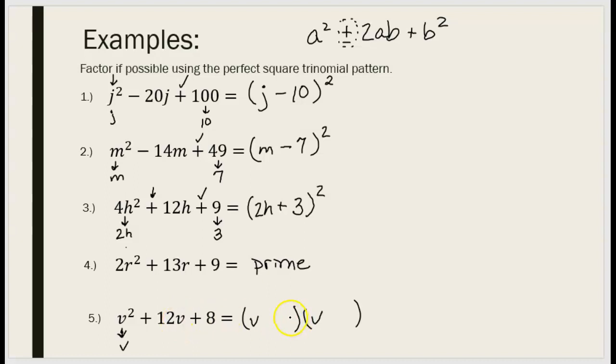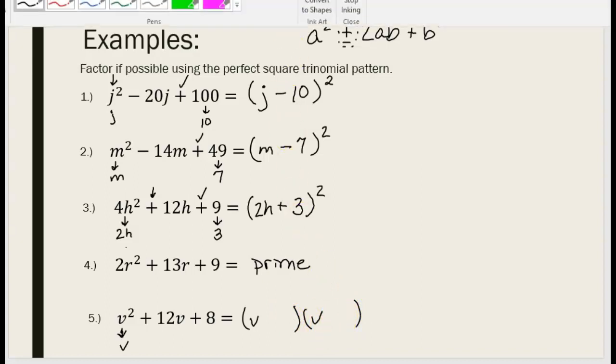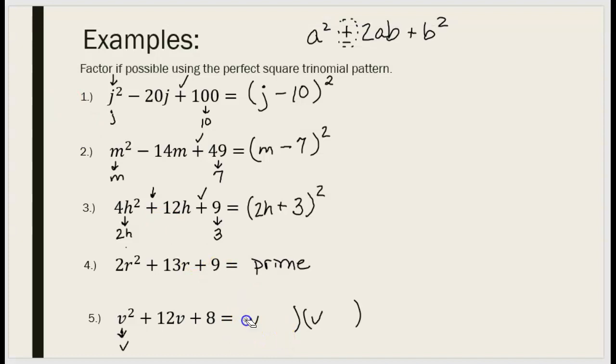So, you know, we could try 8 and 1, but that would give us 9v when we check our middle term. I could try 4 and 2, but that's going to give us 6v when we check the middle term. So it looks to me like this one is also not factorable. So you can either write out the words not factorable, or you can write out prime. Either one is okay. Different textbooks do that differently, and I'm not sure how Accelerate was tackling that.